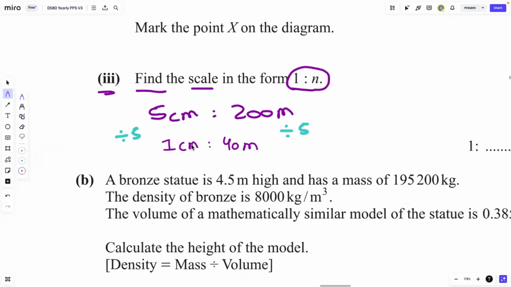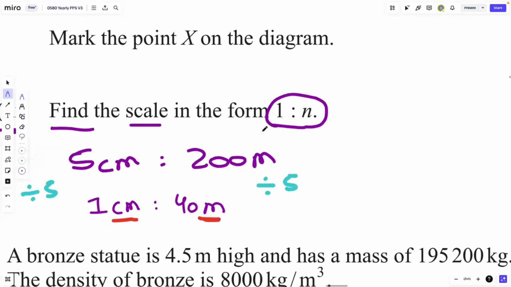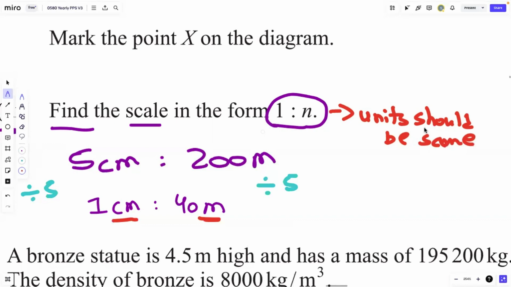Now the final issue that remains is that you do not have the same unit. When the examiner says express or find the scale in this form 1:n, do you notice any units here? You don't have any units. That means the units should be the same. Of both the quantities, you should have the same unit. Since the left number had to be 1 and you had made it 1 centimeter, now you have to write 40 meters in terms of centimeters.